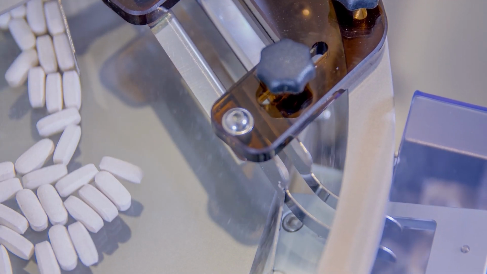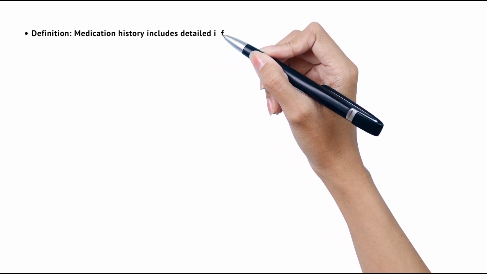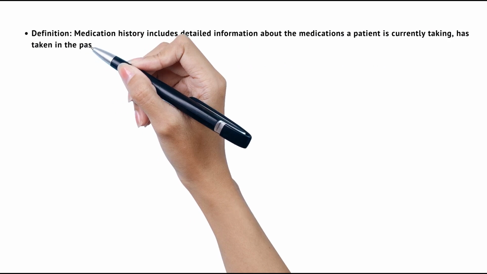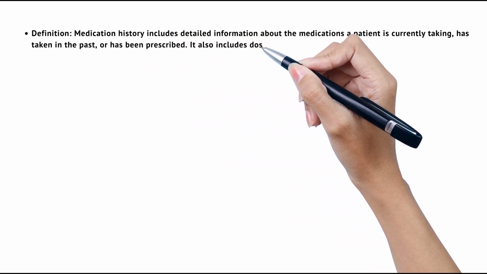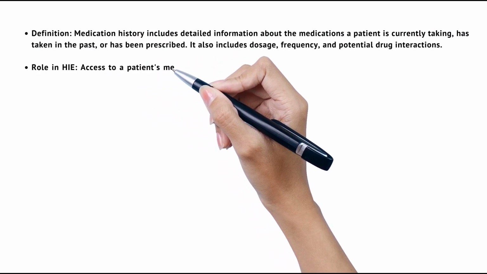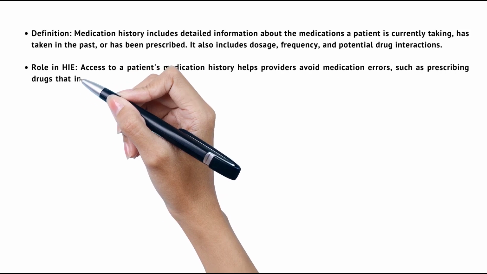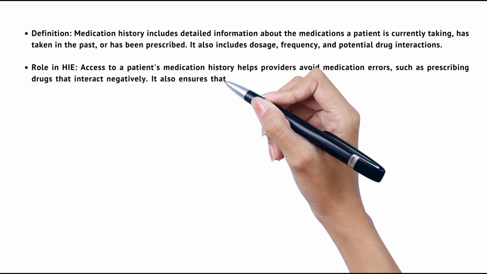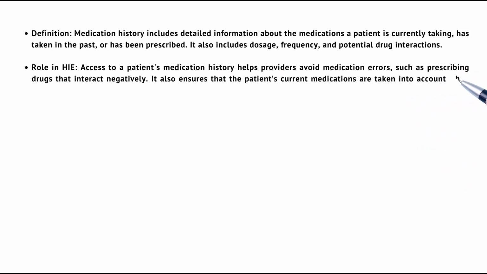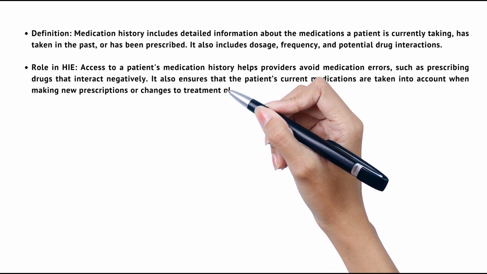Medication history. Definition. Medication history includes detailed information about the medications a patient is currently taking, has taken in the past, or has been prescribed. It also includes dosage, frequency, and potential drug interactions. Role in HIE. Access to a patient's medication history helps providers avoid medication errors, such as prescribing drugs that interact negatively. It also ensures that the patient's current medications are taken into account when making new prescriptions or changes to treatment plans.